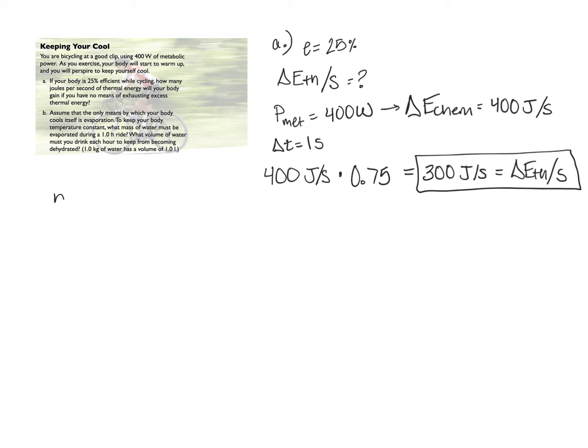B says, assume that the only means by which to keep your body cool is evaporation. To keep your body temperature constant, what mass of water must be evaporated during a 1-hour ride? Okay, so we know that we have a time of 1 hour, and we're looking for the mass of water during that 1 hour. Mass of water lost. Okay, well, I want to think about how exactly this water is lost.